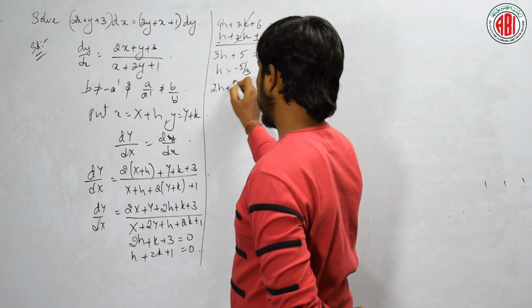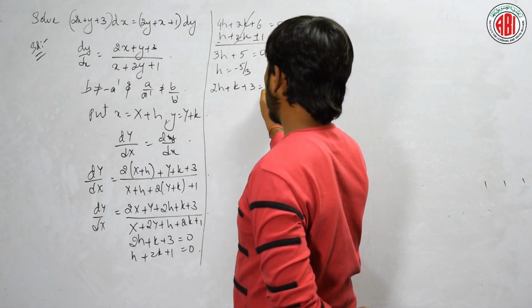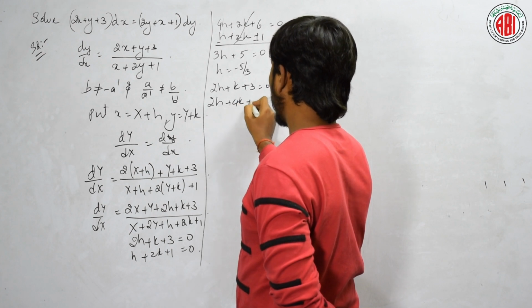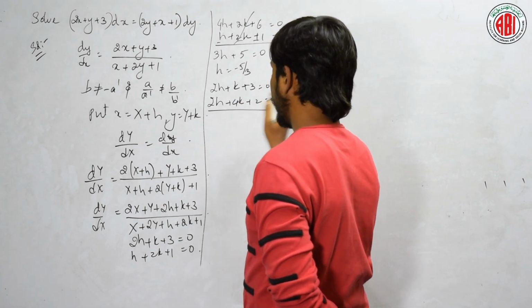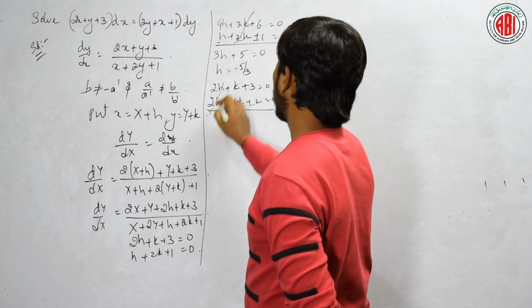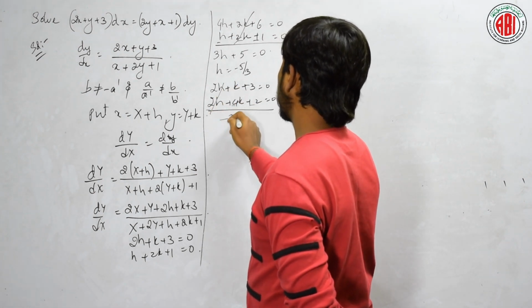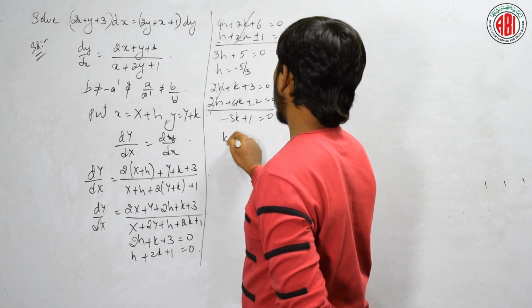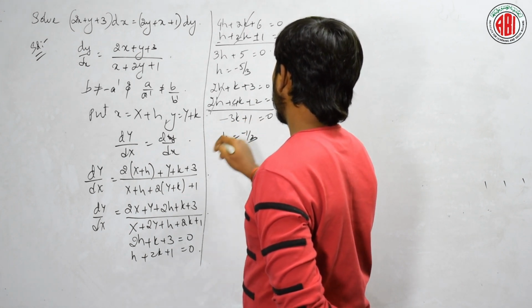So 2h plus k plus 3 equals 0, and here 2h plus 4k plus 2 equals 0. Subtract. k minus 4k is minus 3k. 3 minus 2 is 1. Therefore, the value of k is minus 1 by 3.